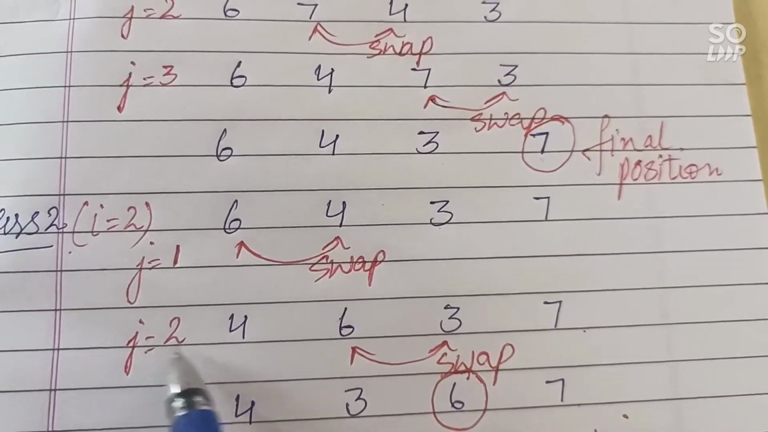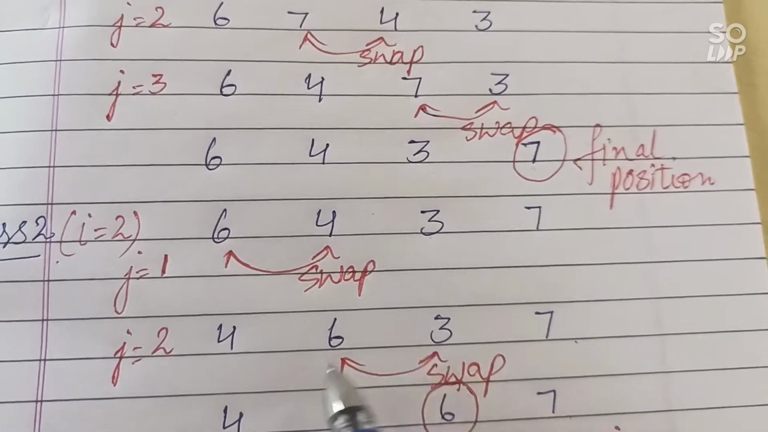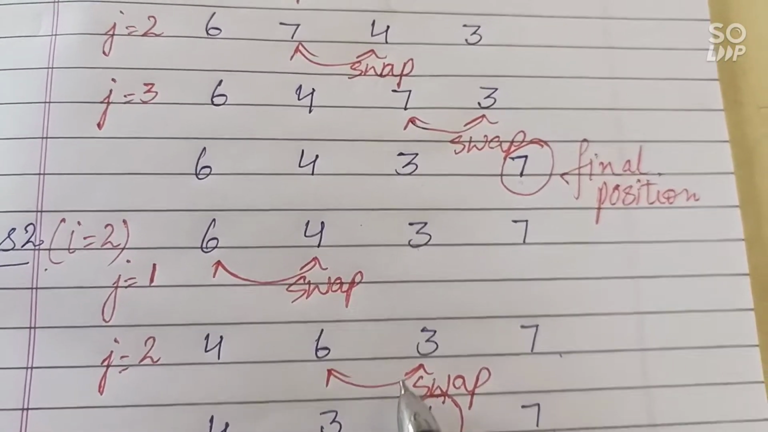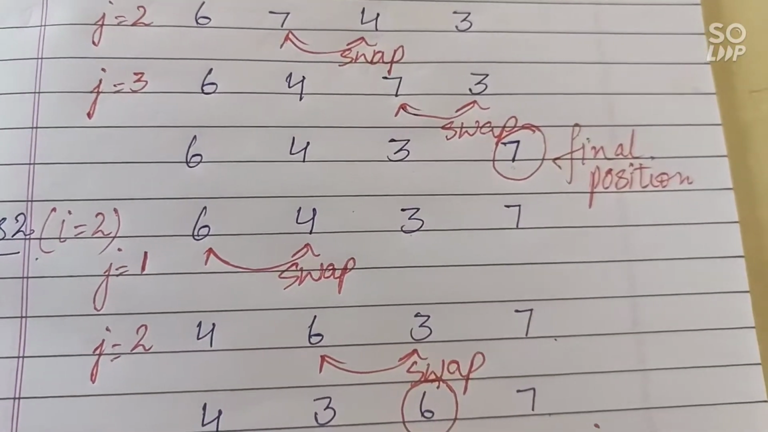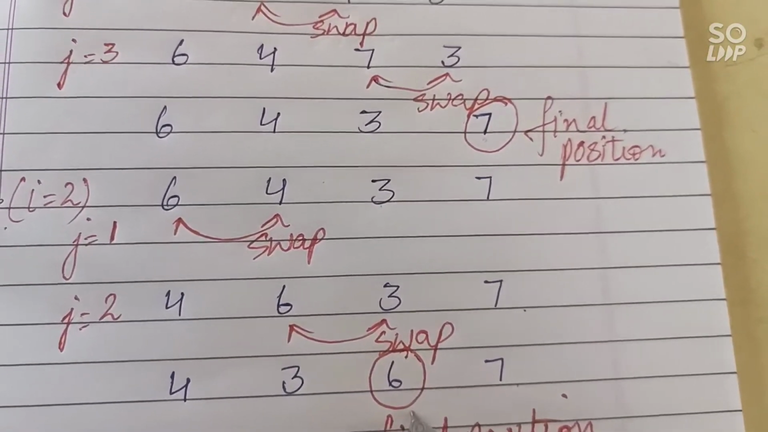And for the second comparison, j is equal to 2. The next 2 elements will be compared. They also need swapping. If they need swapping, then we will swap them. Otherwise, we leave them as they are, right? Now we'll swap 3 and 6.